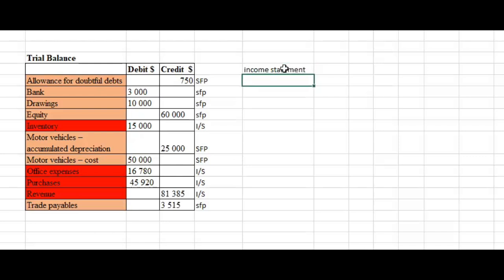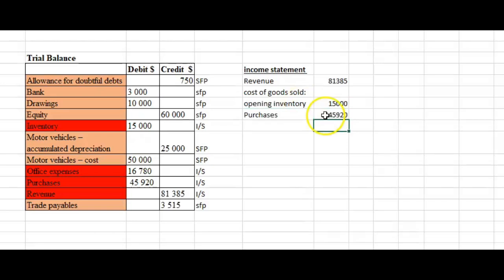We always begin with the income statement. The income statement starts with revenue, which in this example is $80,385. Next, we prepare a separate section called the cost of goods sold. The cost of goods sold section begins with opening inventory, which is $15,000, followed by purchases of $45,920.